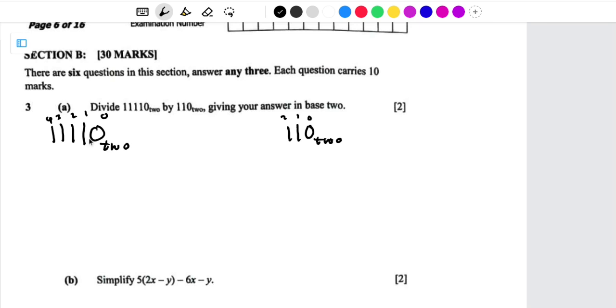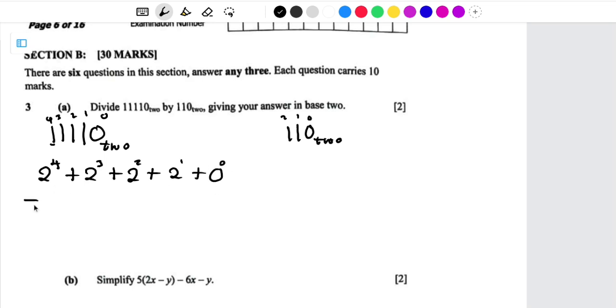Since we are dealing with base 2, let me start with this one. I'm going to say 2, which is base 2, to the power 4. This 4 is coming from the position number, which is 4 here, and then plus 2, since it is base 2, to the power 3, the position number of this one. Then plus 2 to the power 2. Then plus 2 to the power 1. Then plus 0, the position number is 0, so this one is just going to give us 0.